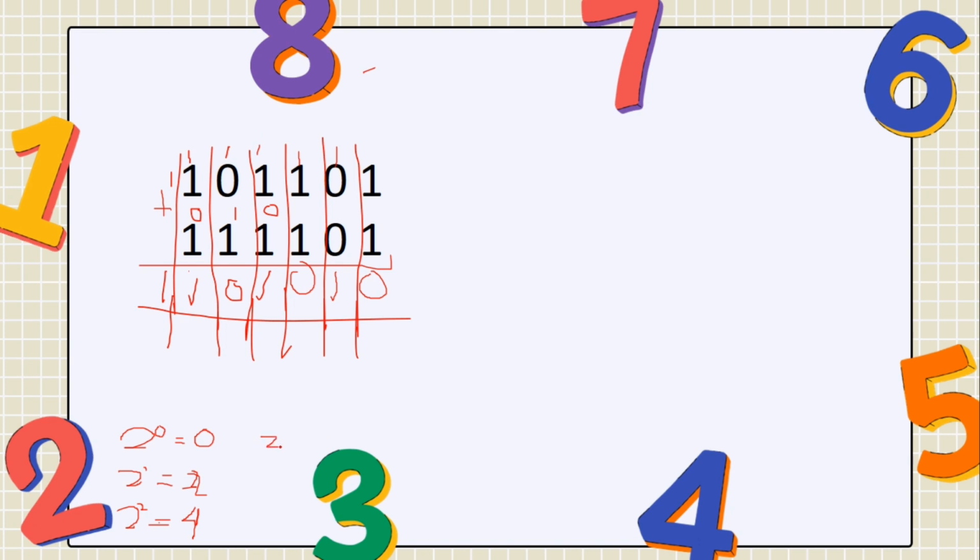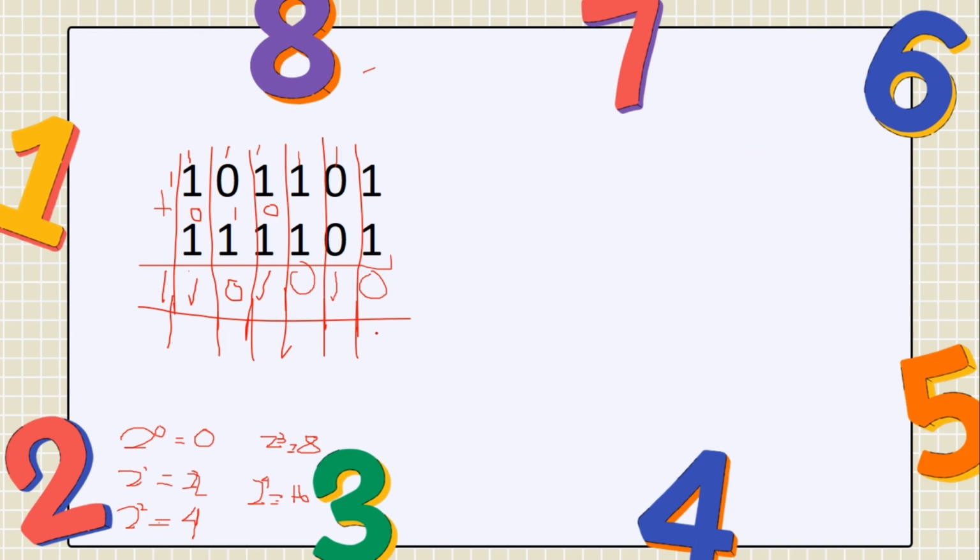Then 2 cubed, 2 times 2 is 4, 4 times 2 is 8. So, 2 times 8 is 16. Tama ba? 16. Since binary is base 2, so each column, butangan na to siya.